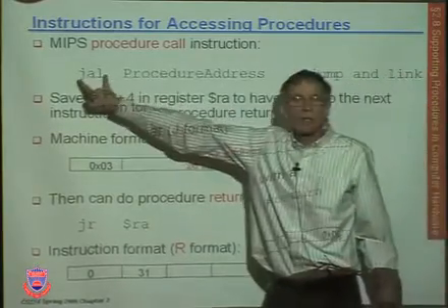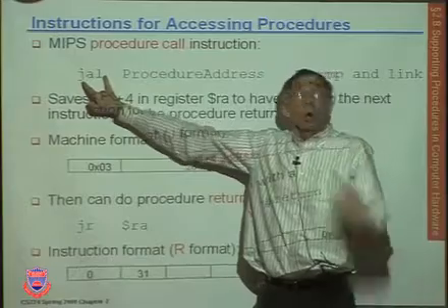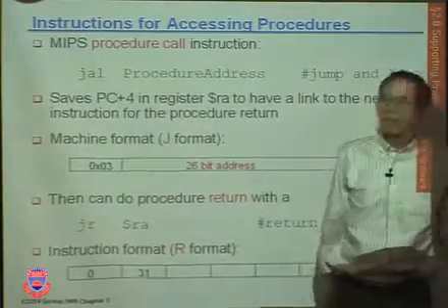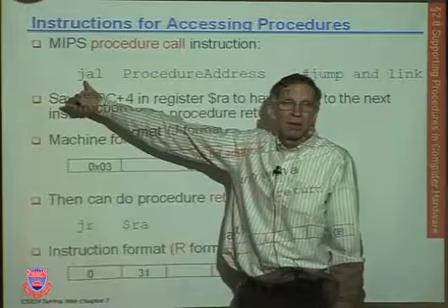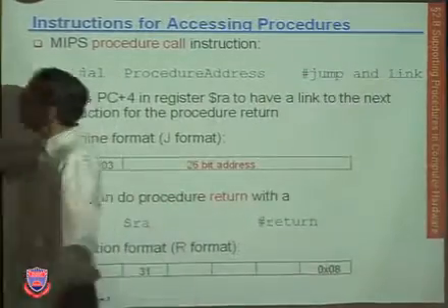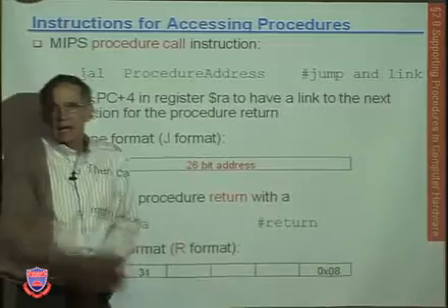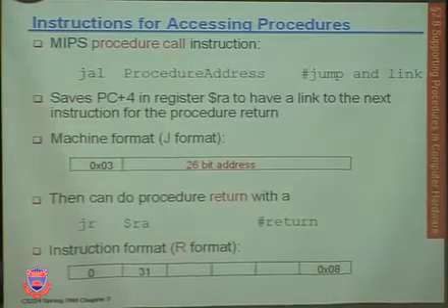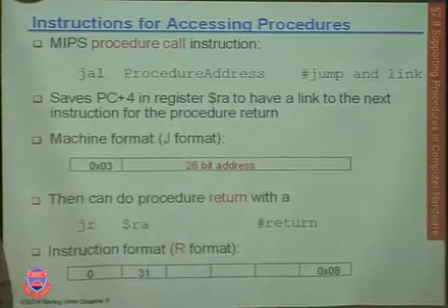We need to have an instruction that says, go to it, but leave a way to get back. And that instruction is jump and link. Before we had a jump, which just said, go somewhere else. Remember, we jumped back from the bottom of a loop. We had J and J to top. This is J, but with and link, A-L.